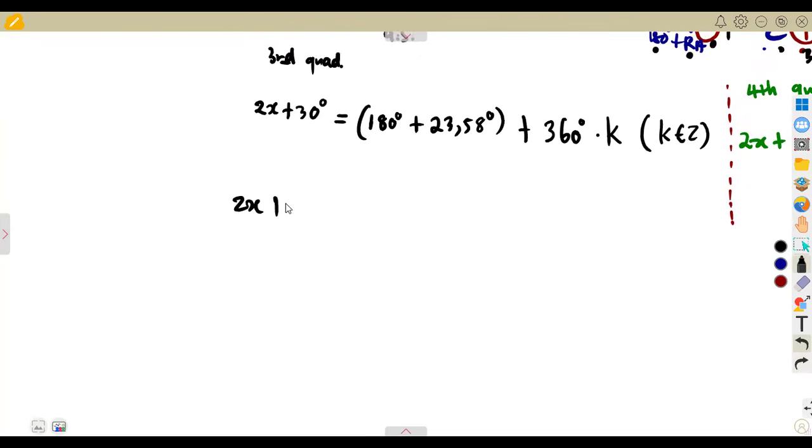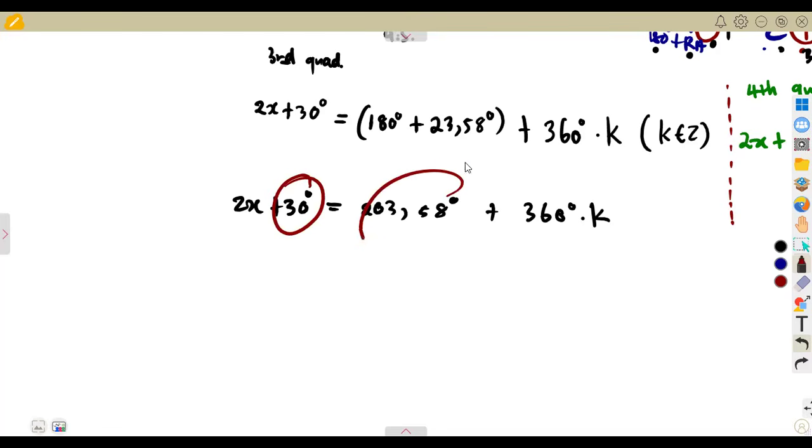All right, let us just try to combine this part here and see what you're going to have. So this is 2x plus 30 degrees, which is equal to 180. We add the 23.58. This is going to be 203.58 degrees plus 360 degrees times k. All right, so this is what you're going to do. This is an angle and this is also an angle. So you can subtract that. Here there's a k, so these are unlike terms.